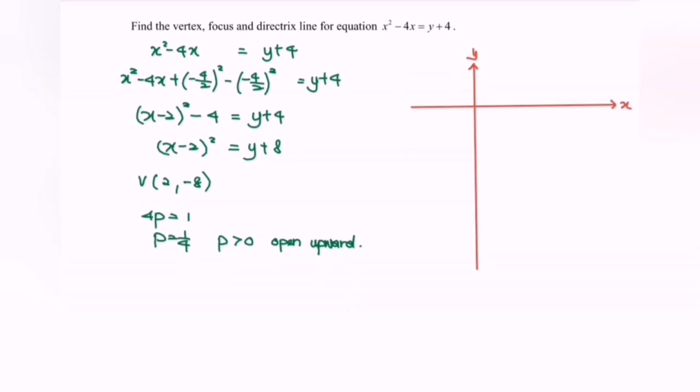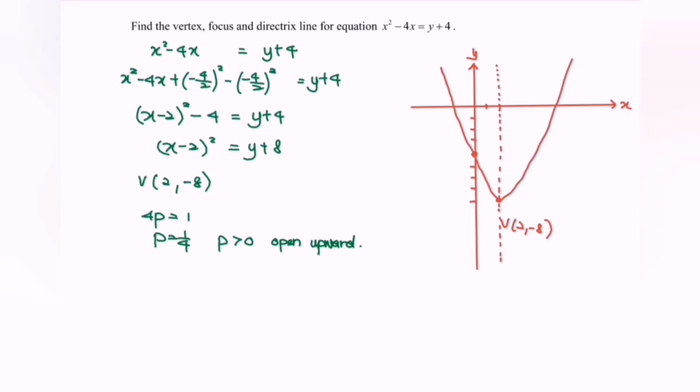Next is to sketch the graph. So here we have the vertex 2, negative 8. So let's say here we have the coordinate for the vertex be 2, negative 8. So here we have the dotted line, which is the symmetrical axis. Next, if x is equal to 0, y will be equal to negative 4. So here we have the intersection point. Then kindly sketch the graph. So where we have the graph open upward.